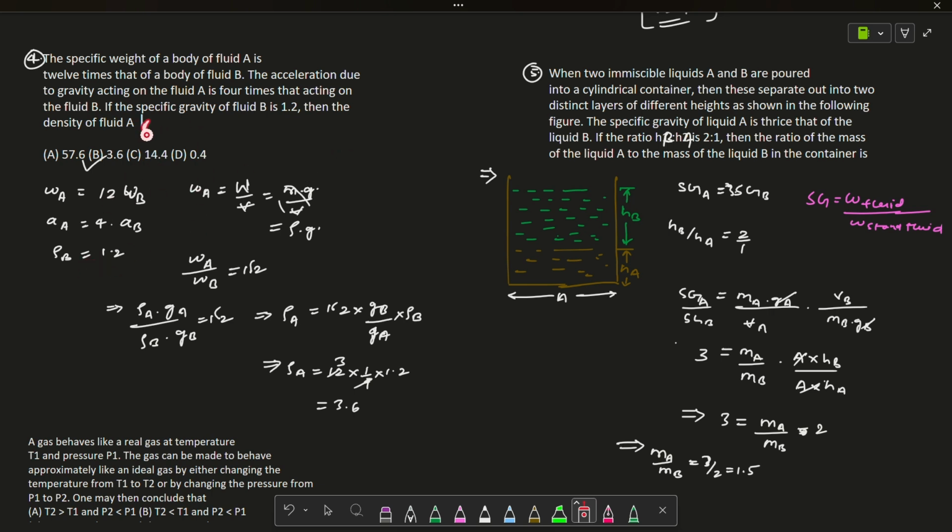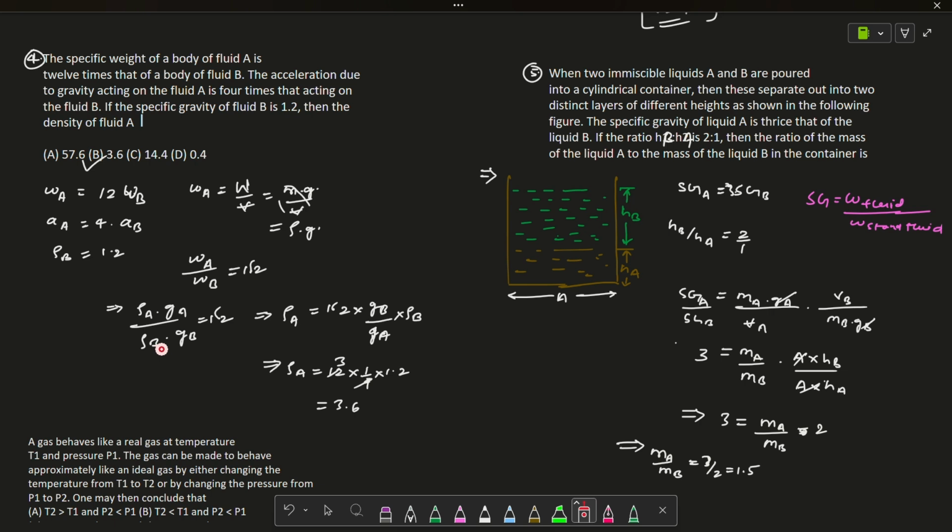Then they are asking the density of A, what it should be, right? So we know the specific weight of any fluid is given as the weight of that fluid divided by volume, and the weight is written as mass into gravity, divided by volume. Mass divided by volume is known as the density. So the specific weight of any fluid is density into gravity, right? WA by WB is given as 12, my bad. So WA can be written as rho A into G. We have written rho A into GA divided by rho B into GB equal to 12.